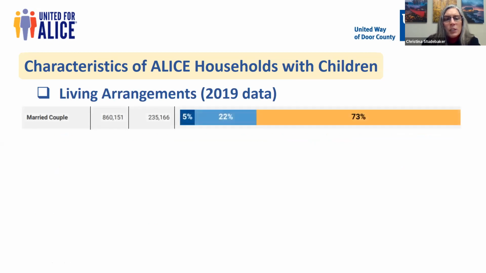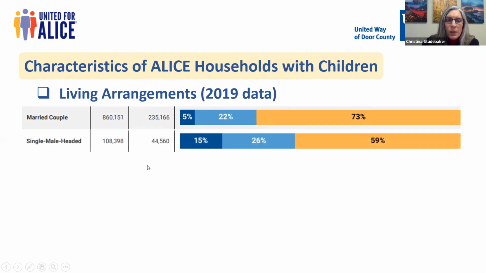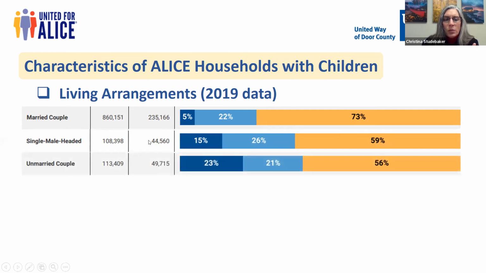When it comes to living arrangements, we've looked at this data before with Door County, but now we're looking at children, so all of the households we're talking about have children in them. Married couples in the state of Wisconsin, 27% of those households, married couples with children, fall below the ALICE threshold. If you only have one adult and it's male, a single male-headed household, 41% of those fall below the threshold.